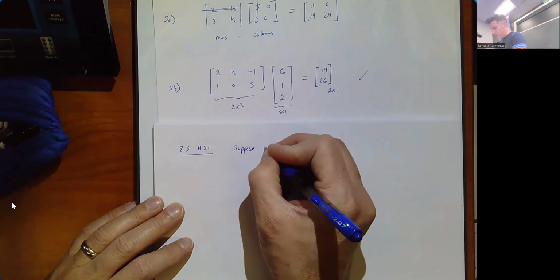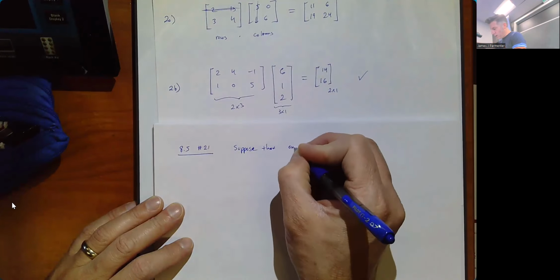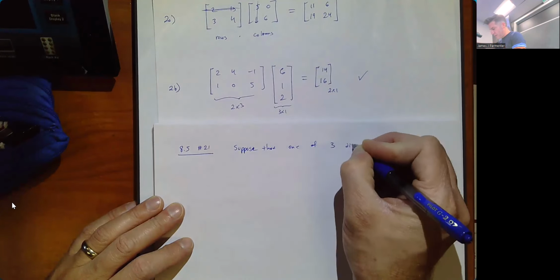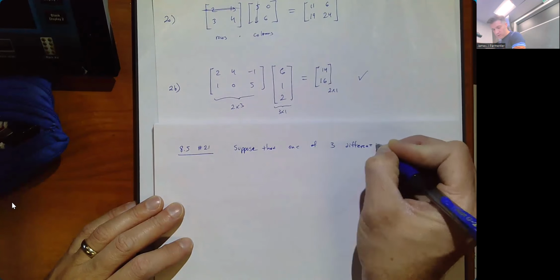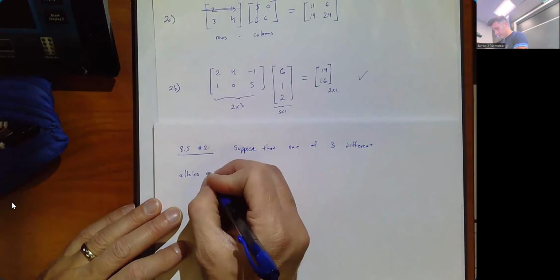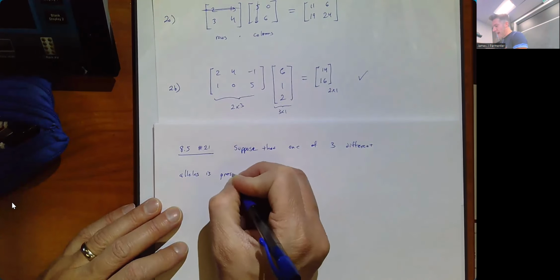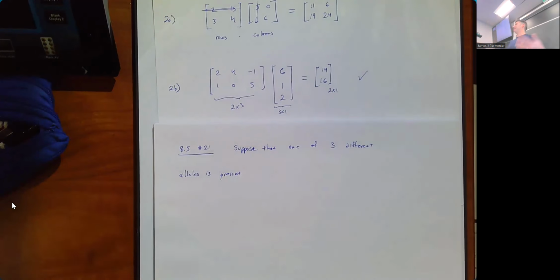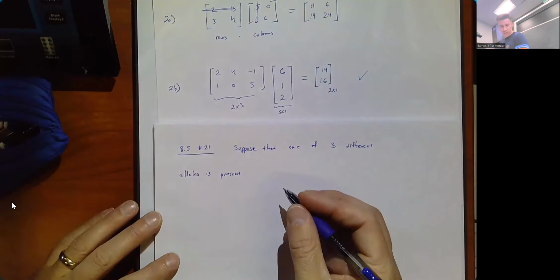Suppose that one of 3 different alleles. Could I tell you what an allele is? No. Could you tell me what it is? Maybe. I don't know. You don't have to. I'm not asking you to tell me, but I think it's something with genetics. I really have no clue. It doesn't matter. We're doing the math, not the biology.